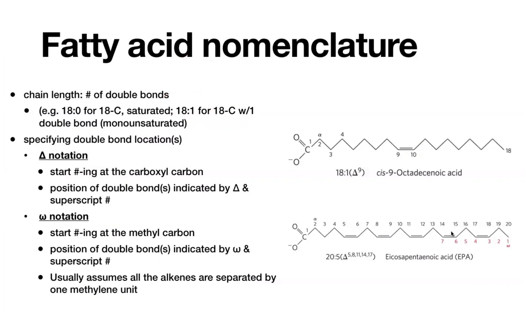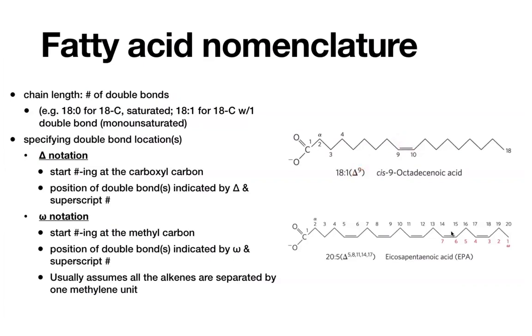In the case of this fatty acid on the right, the cis-9 octadecanoic acid, this delta 9 notation is telling us that the double bond is at the 9th carbon from the carboxyl carbon. So with delta notation, you start with the carboxyl carbon and then you just count: 1, 2, 3, 4, 5, 6, 7, 8, 9. We're at the 9th position, so we have our double bond between the 9th and the 10th.